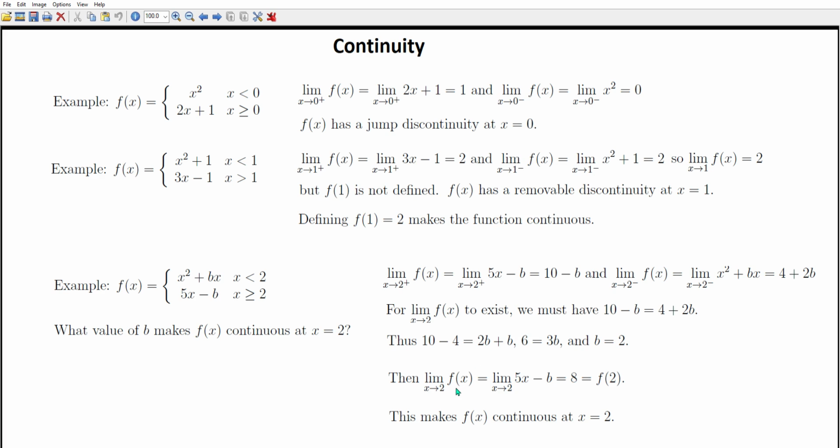Now that means that the limit is given by either of these things, and so that's the limit as x goes to 2 of 5x minus b. Put in a 2 for x and a 2 for b, and you get 8. But you'll notice that when you put in 2 here, you're also getting f of 2. So these two things are equal. The limit equals the function value there, and this makes f a continuous function at x equals 2.